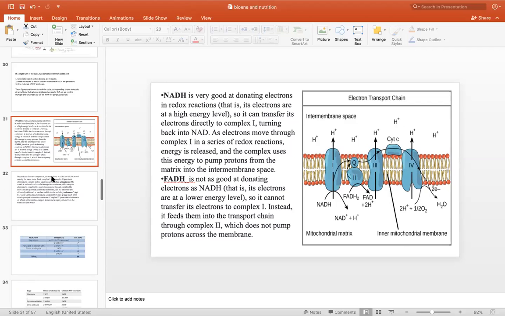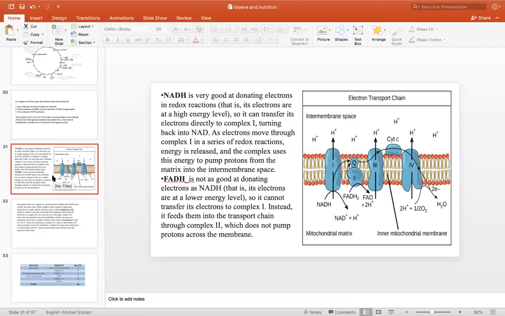Now, so once all of this hydrogen is present in the intermembrane space, I think I've missed out a slide. Give me 1 second, guys. I've missed out a slide. I'm just going to show you guys a picture. Okay. Give me 1 second.